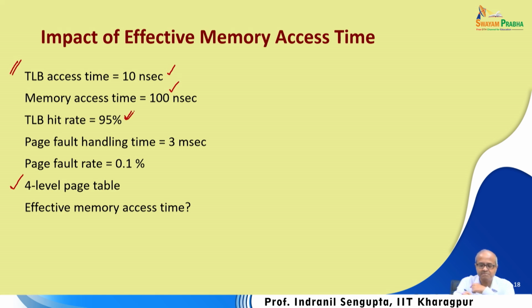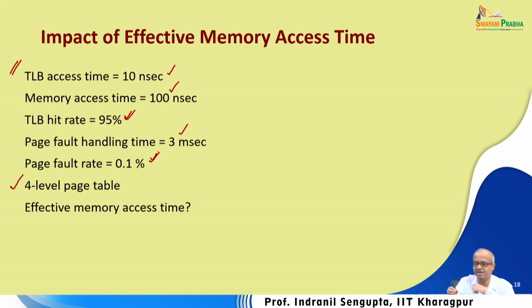95% of the time the page is found in the TLB. If there is a page fault, the page is not in memory, it will take 3 milliseconds to transfer the page, and page fault happens 0.1% of the time. What is the effective memory access time? So, this kind of problem we have also seen earlier, but here it involves a 4 level page table. So, what will be the difference?